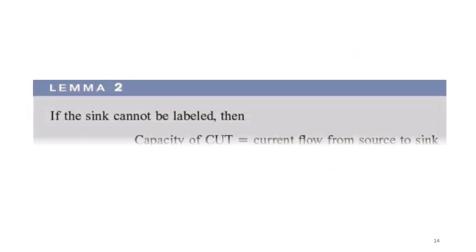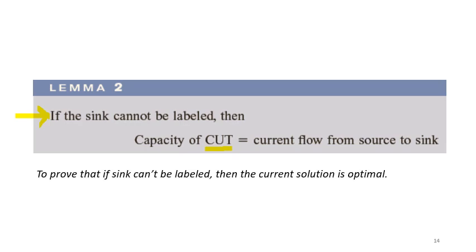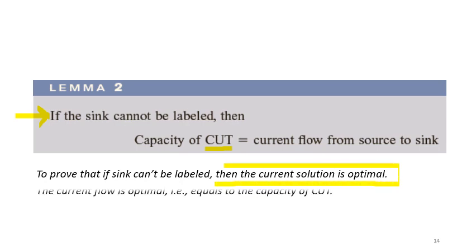Now lemma 2 says that if the sink cannot be labeled, then the capacity of the big cut must be equal to the current flow from source to sink. Notice that this is the big cut. It's different from the small cut. So if the sink cannot be labeled, then this is the case. And this lemma is useful to prove that if we can't label the sink, it means the current solution is optimal.